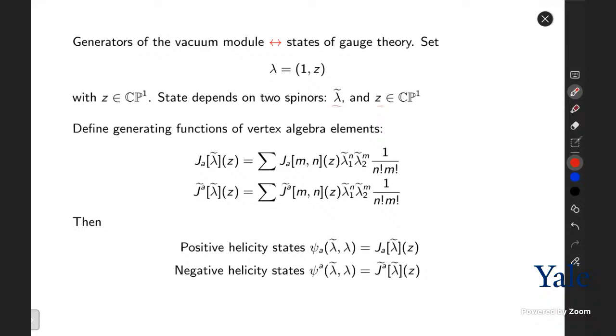Now I can arrange my generators, J and J tilde, into series with these lambda tilde spinors involved like this. And then we can identify them with the states of the gauge theory, where positive velocity states correspond to the J's, and the negative velocity states correspond to the J tildes. The way we do this identification, as you can see, is by which point on CP1 I'm inserting my operator; that corresponds to one of the two spinors describing my state.